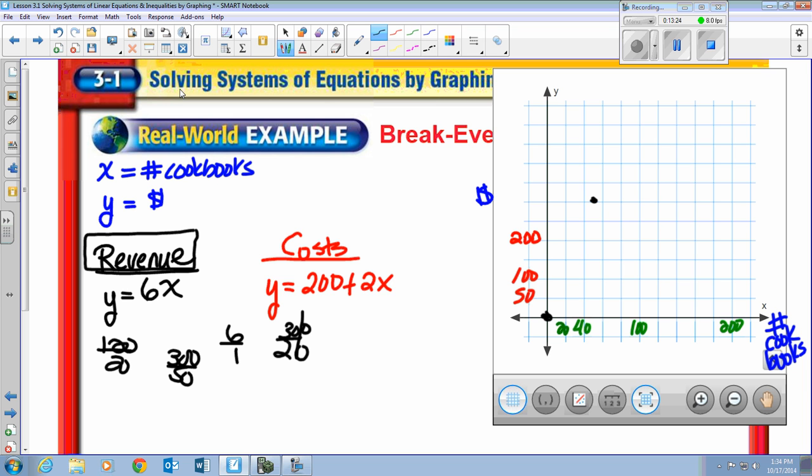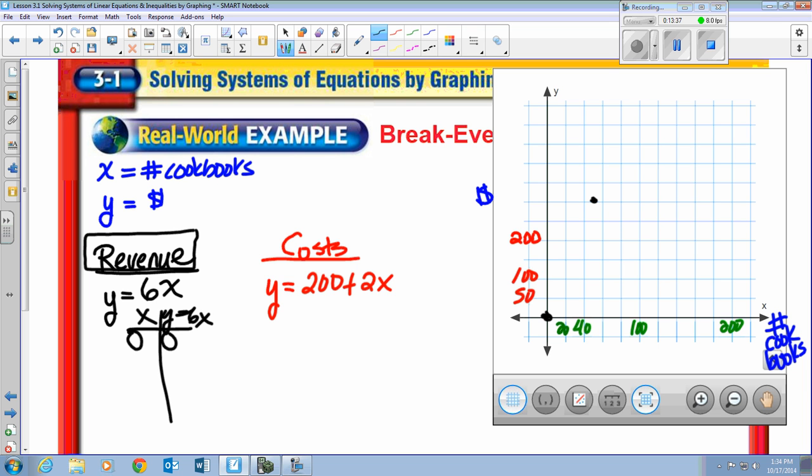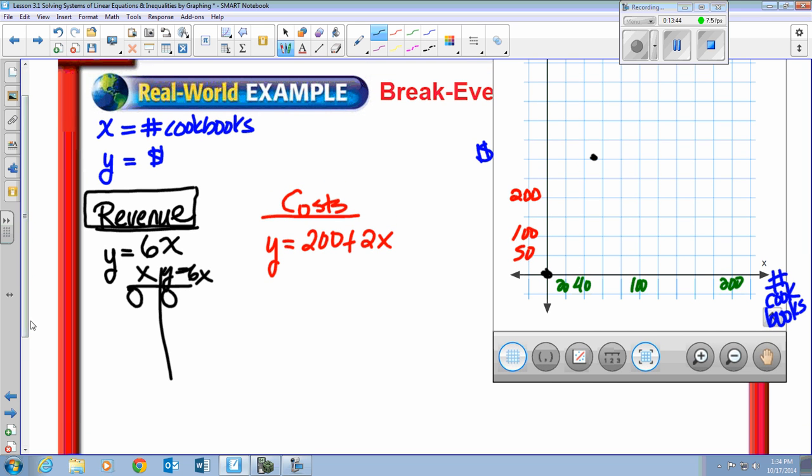Or can I just make a table? If I don't know how to graph an equation, I go old school. And if I kick it old school, I'm making a table. At 0, there's 0. All right? So maybe we already said we want whole numbers. Ooh, at 100, there's 600. If I have 100 for x, that's 600 for y.